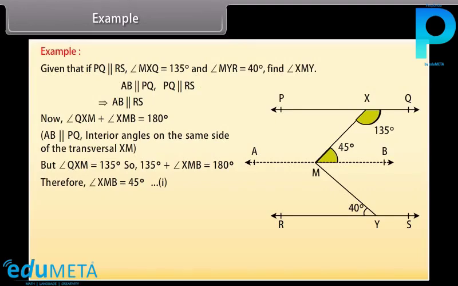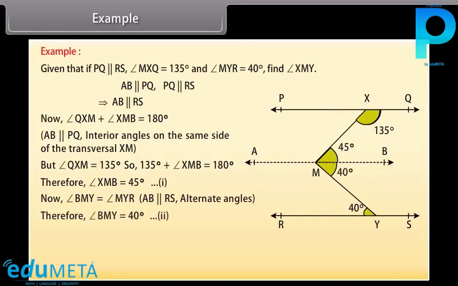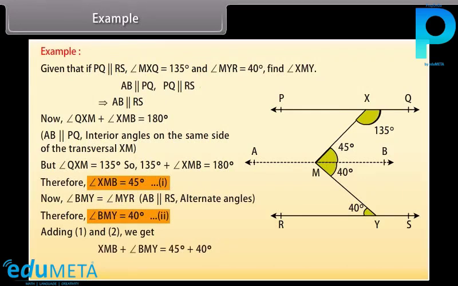Mark it as 1. Now angle BMY is equal to angle MYR because AB is parallel to RS, so these are alternate angles. Therefore, angle BMY is 40 degrees. Mark it as 2. Now adding 1 and 2, we get angle XMB plus angle BMY is equal to 45 degrees plus 40 degrees. Hence, angle XMY is equal to 85 degrees.